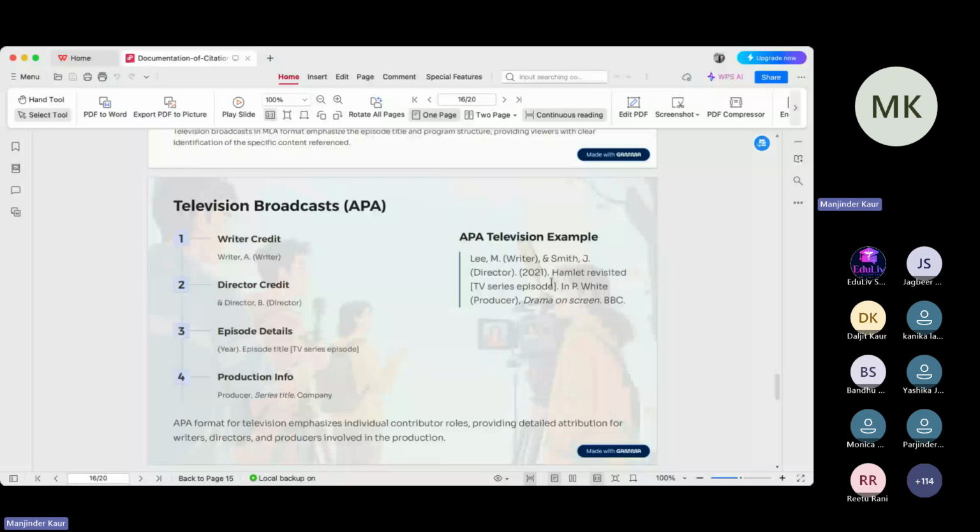The name of the episode is Hamlet Revisited, but we aren't putting that in double inverted or quotation marks. और हमने फिर लिख दिया कि ये क्या है, टीवी सीरीज का एपिसोड है. In P. White is the producer, followed by drama on screen on the BBC channel. समझ आया आपको?